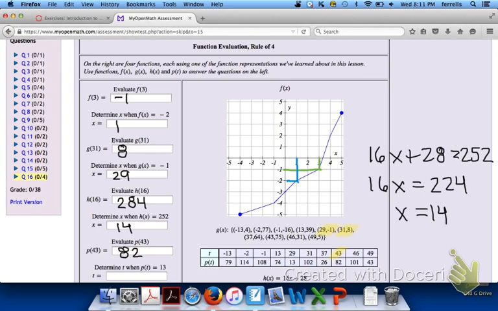Now we want to determine t when p of t is 13. So I'm looking in my p of t row this time. There's 13, and I see that my t is 29.